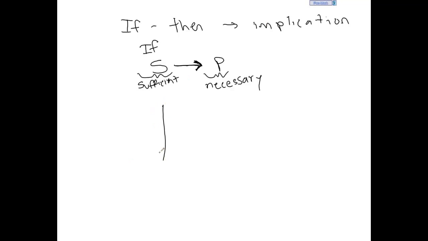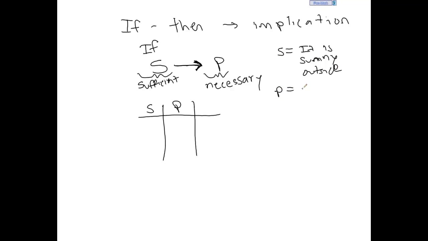So how does this look? Well, let's look at a truth table to make this make a little bit more sense. The reason I picked S and P is because I'm going to have S stand for it is sunny outside, and P is going to represent you can go to the pool. And my intent here is to have you think about a parent saying this. So if it is sunny outside, then you can go to the pool.